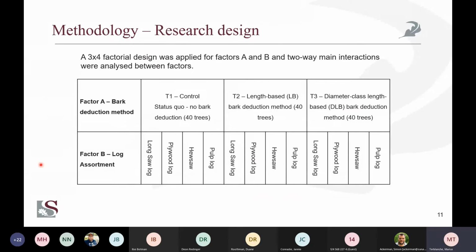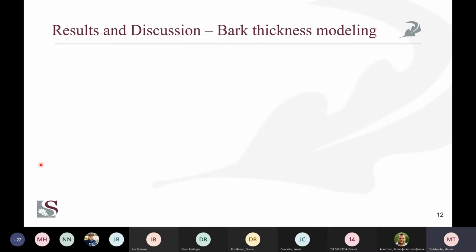So on the methodology side and the research design, it was a 3x4 factorial. Factor A was the bark deduction methods. Trial 1, no bark deduction, so the control, then T2 length-based, and T3 diameter class length-based. Factor B was then the log assortments that we got, so we were cutting long saw logs, plywood, U-saw, and pulpwood.